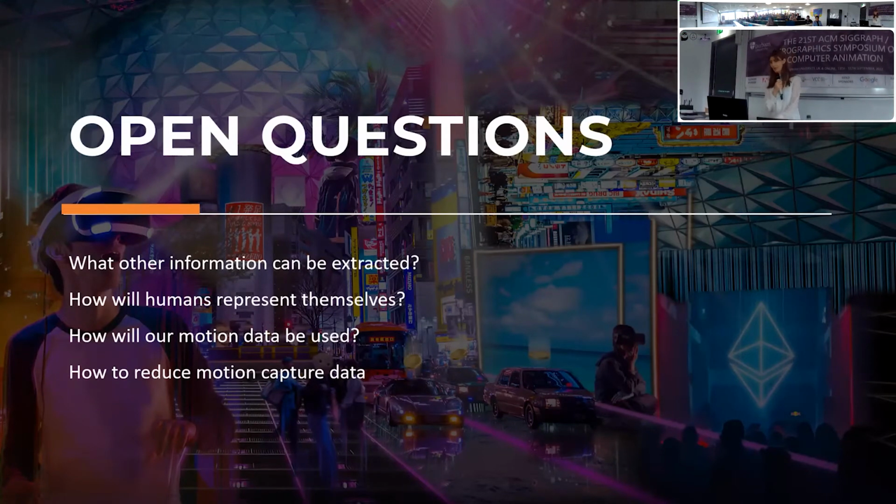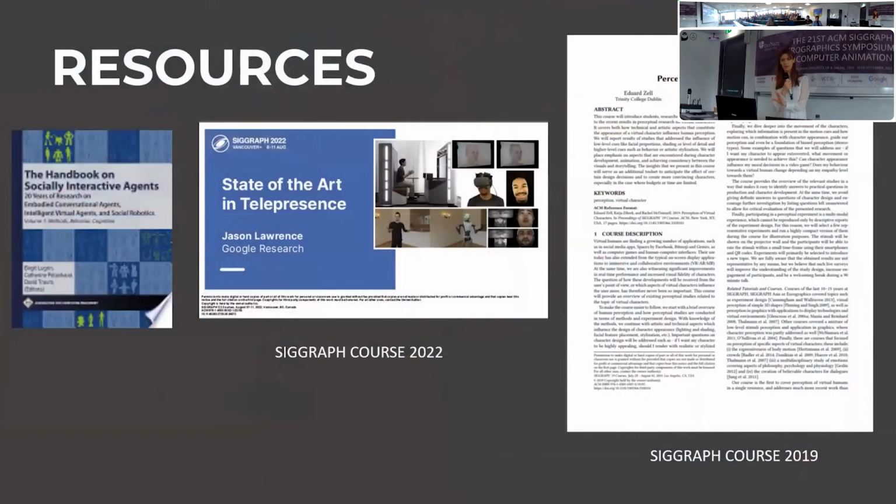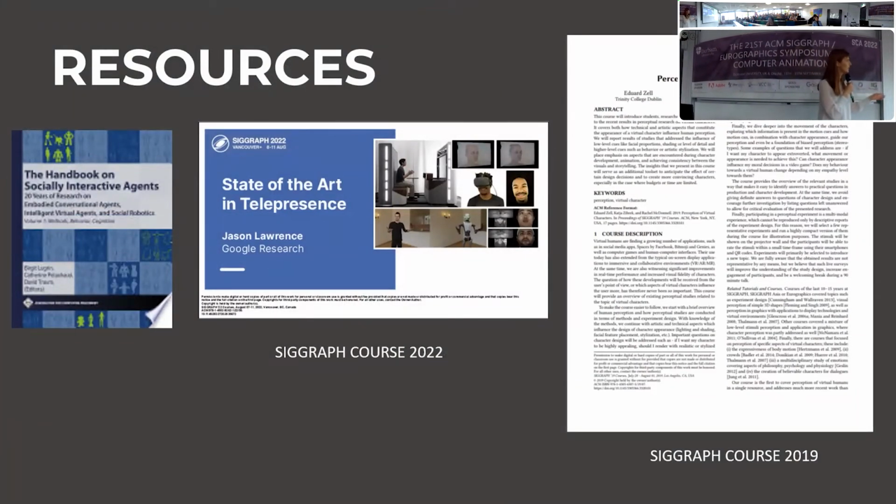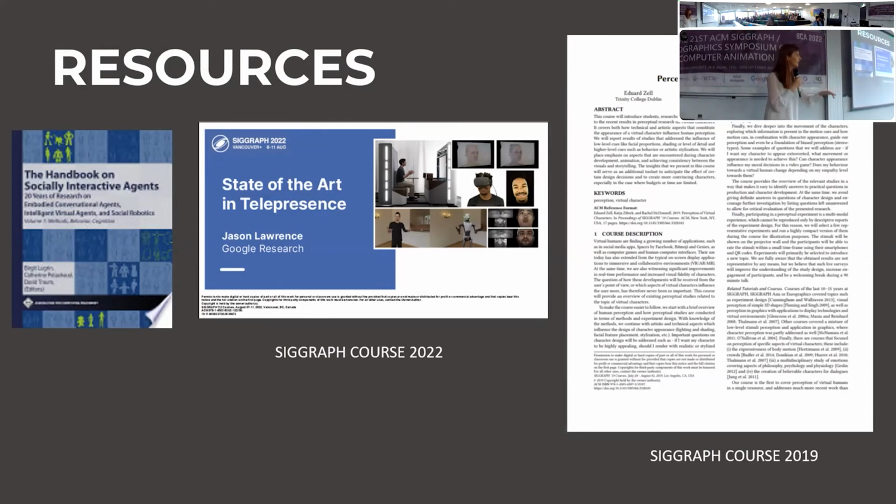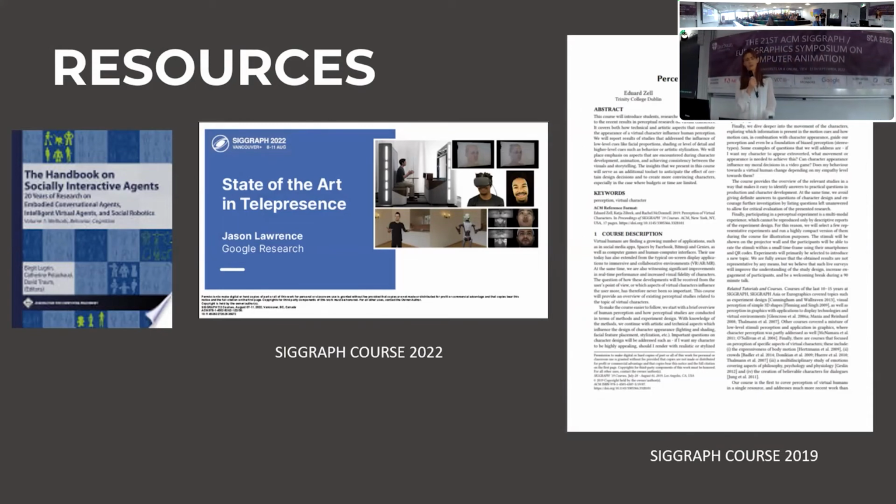I'm very happy to take any questions after. There are also a number of resources if you're interested. I'm just flying through a bunch of studies here, but we have a SIGGRAPH course with Edward Zell and Katrin Schiebrick in 2009, where all the notes are online, about perception of virtual characters. We also had a course at SIGGRAPH this year on state-of-the-art in telepresence, with a whole section on perception of characters for telepresence. And I have a chapter in the handbook on socially interactive agents, which outlines the effect of appearance on perception of virtual characters. If you want to know more, take a look at those, or I'm happy to answer any questions now.